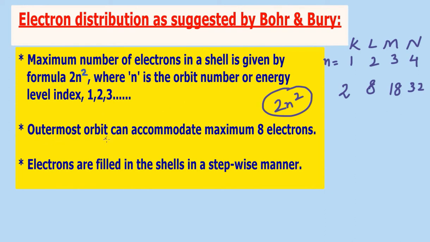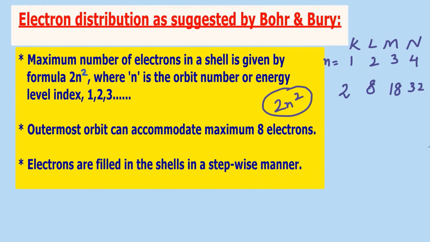And the outermost orbit can accommodate a maximum of 8 electrons, so not more than 8 electrons, and electrons are filled in the shells in a stepwise manner. This means the inner shells are filled first and then the outer ones. First of all, electrons will be filled in the K shell, then in the L shell, and so on. So filling of the electrons is always done in a stepwise manner.